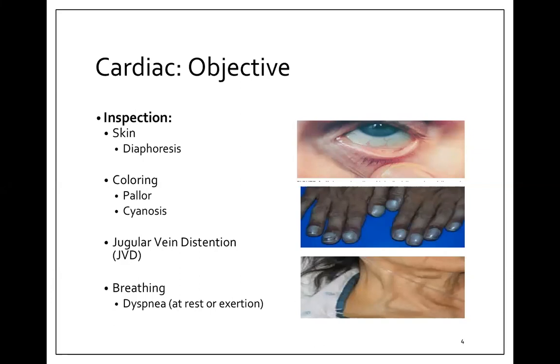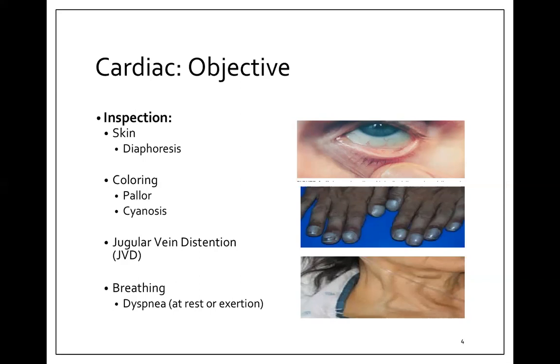The other thing regarding coloring that you might see is cyanosis. Cyanosis is just a bluish tinge, and this indicates reduced circulation of oxygenated blood. The best place where you can see this is in fingernails, as in the picture. They have a bluish tinge to them. Also, sometimes around the lips, you can see a bluish tinge.